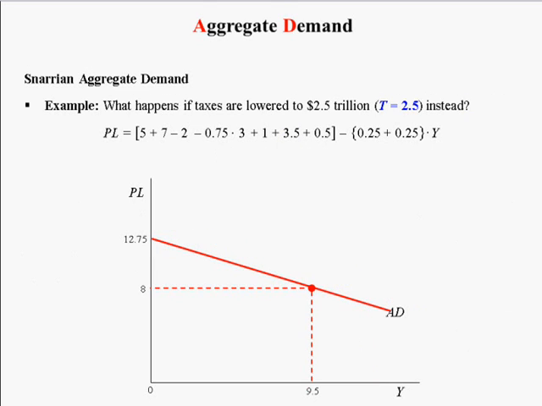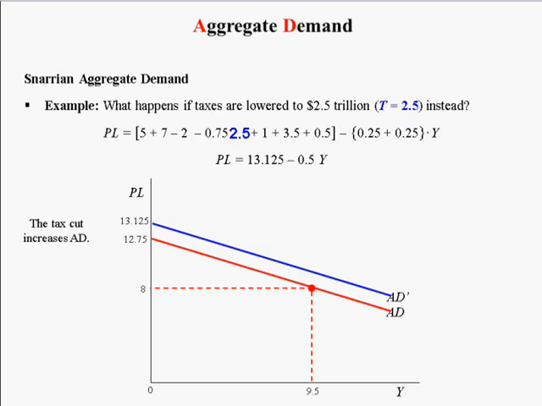So let's see what happens if taxes are lowered to $2.5 trillion. So government, typically Republicans, are going to lower taxes from $3 trillion to $2.5 trillion. Okay, so we replace the 3 with the 2.5, and just like when we did it with the aggregate expenditure model, the demand curve shifts up, just like the aggregate expenditure model shifted up when we cut taxes.